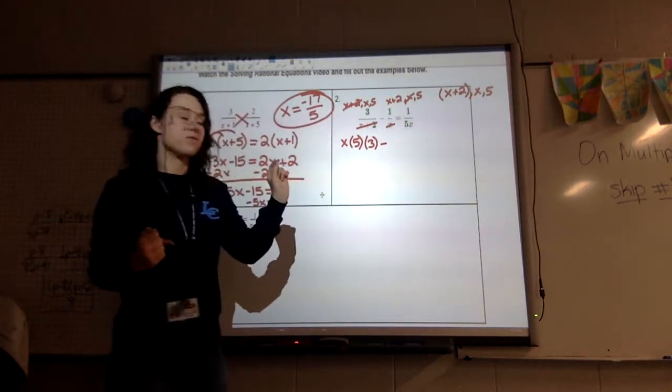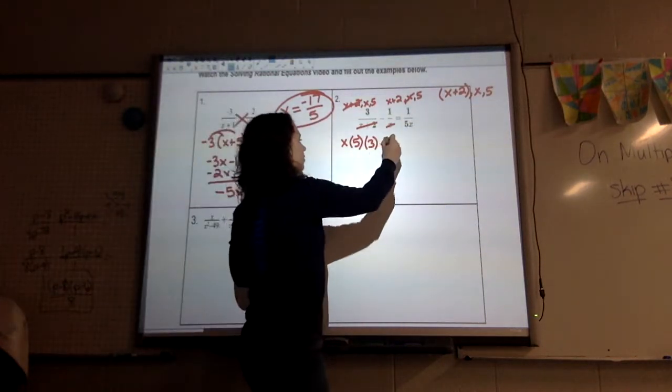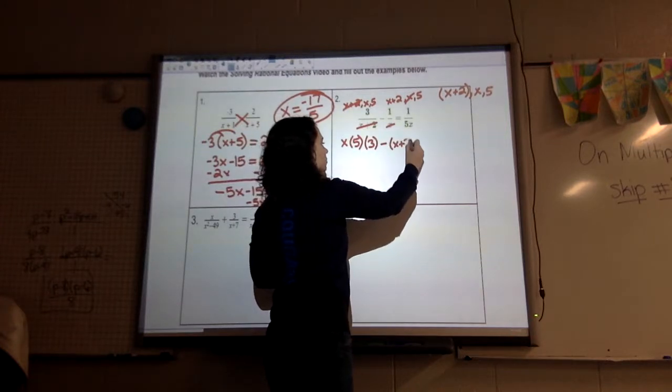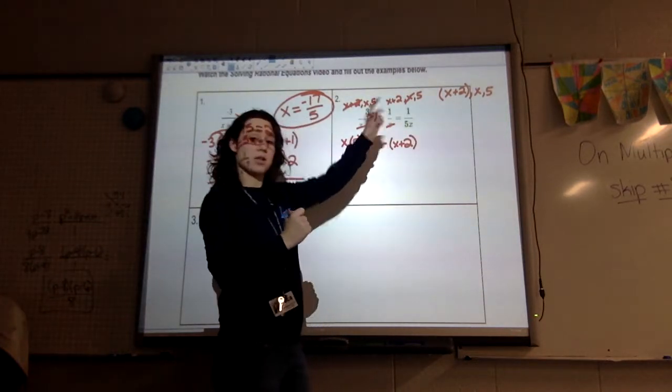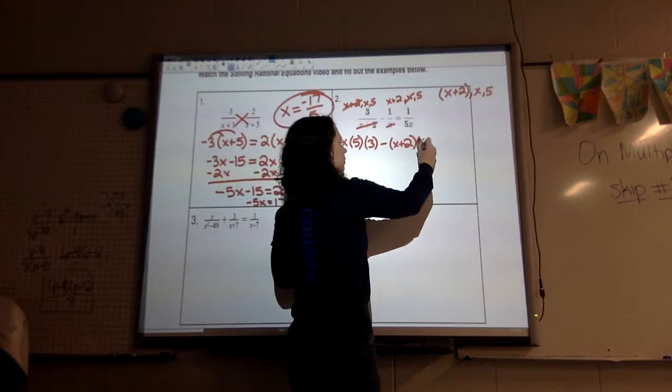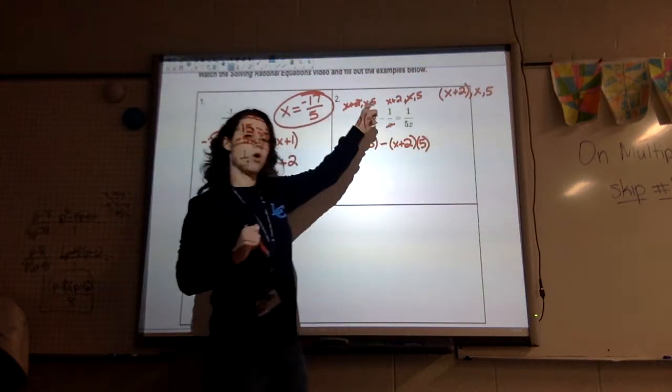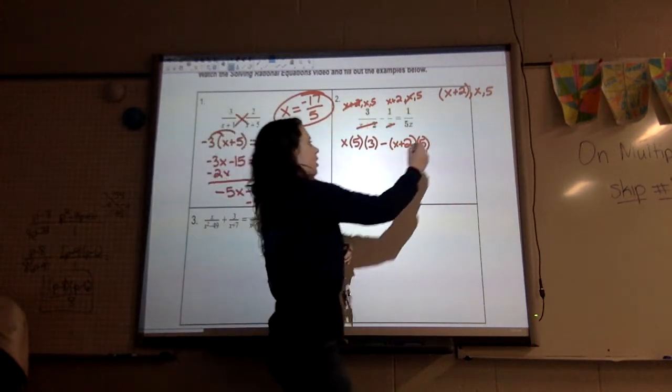So look at what you have left here. You have an x plus 2 left. You have a 5 left that didn't cancel. And you have the 1 that was already on top of the fraction.